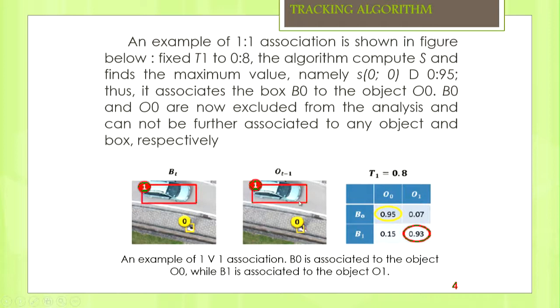An example of one association is shown in the figure. Blue, fixed T1 to 0.8. The algorithm computes S and defines the maximum value, namely S(0,0) equal to 0.95, thus O0 is associated to the box B0. The box B0 and the object O0 are then excluded from the analysis and cannot be further associated to any object and box respectively.